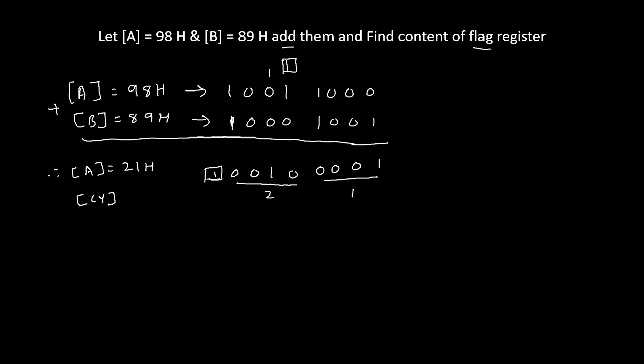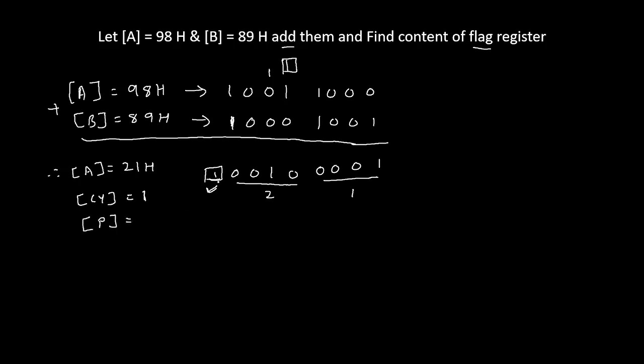There are total 5 flags, carry flag. Now, carry flag. See here, when we performed 1 plus 1, we got answer is equal to 0 with carry 1. So after 8 digit, we got 9 digit as a carry. And whenever additional digit is generated, 9th digit is generated, at that time we will say that carry flag has become 1.